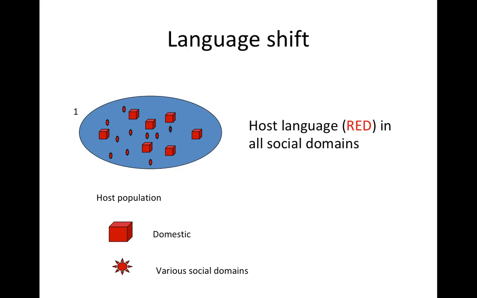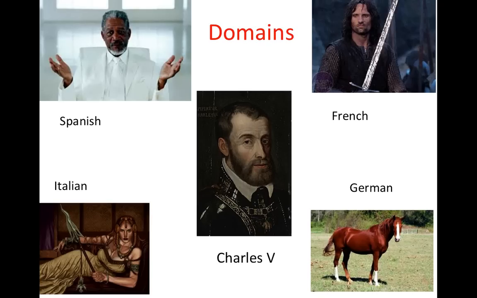And so this is a quick model. We have here an island. Irish has not yet been introduced. They are speaking the red language, and they speak it in all of their social domains. The social domain is a concept in linguistics. You can certainly understand this. One individual, the Emperor Charles V, is reputed to have spoken Spanish to God, French to his soldiers, Italian to his women, and German to his horse.